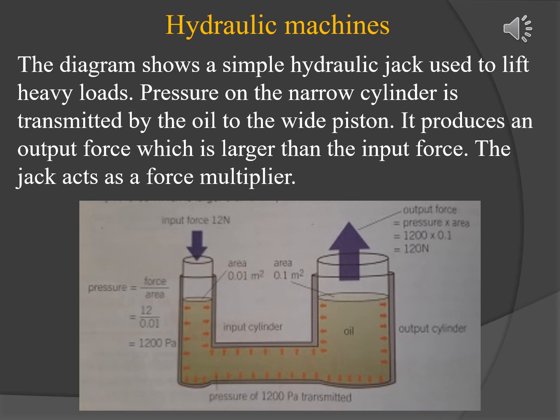The diagram shows a simple hydraulic jack used to lift heavy loads. Pressure on the narrow cylinder is transmitted by the oil to the wide piston. It produces an output force which is larger than the input force. The jack acts as a force multiplier.